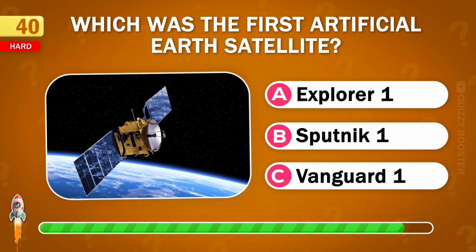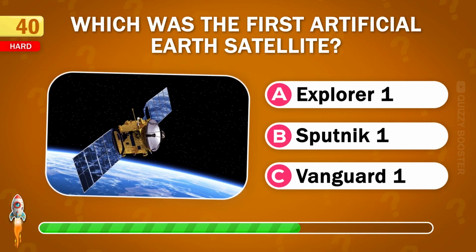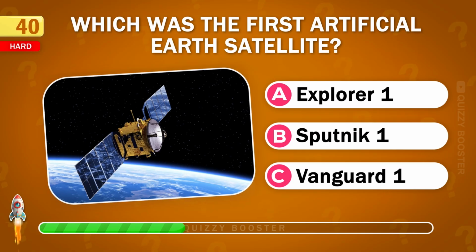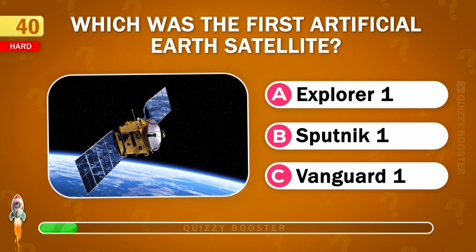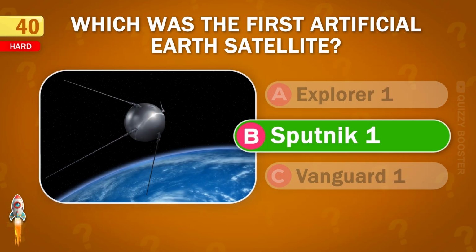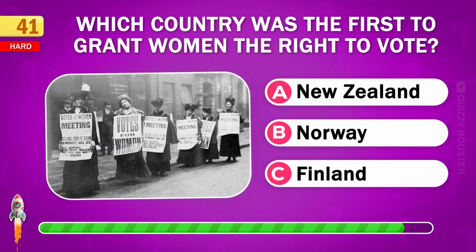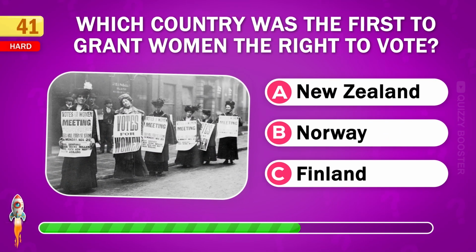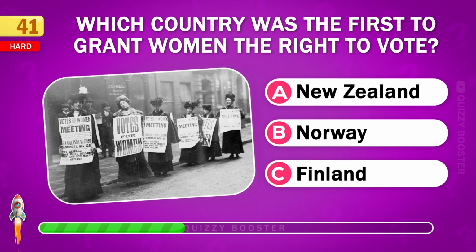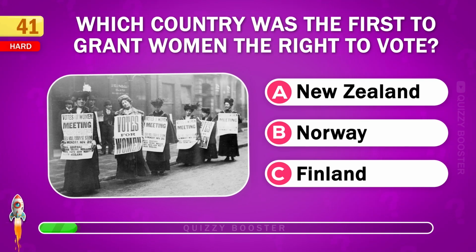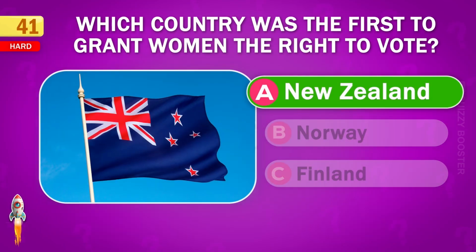Which was the first artificial Earth satellite? Sputnik 1, launched by the Soviet Union in 1957. Which country was the first to grant women the right to vote? New Zealand pioneered women's voting rights in 1893.